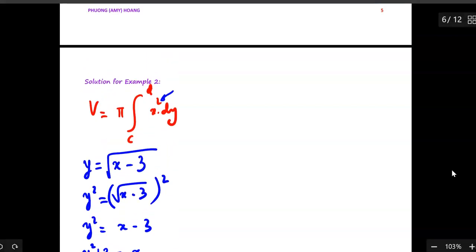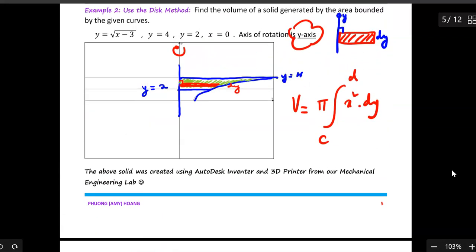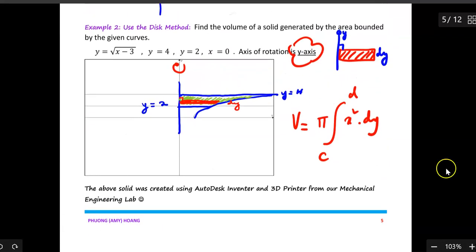Hello everyone. I would like to continue with the previous video. We were working with finding the volume of a solid, and let me backtrack and show everyone that we are going to find the volume of a solid generated by the area bounded by the following curves. And we are going to use this method.